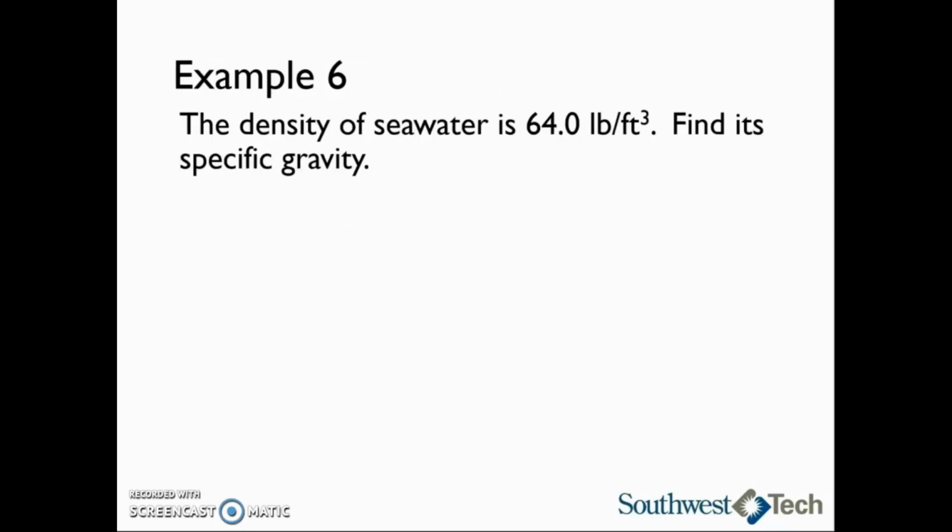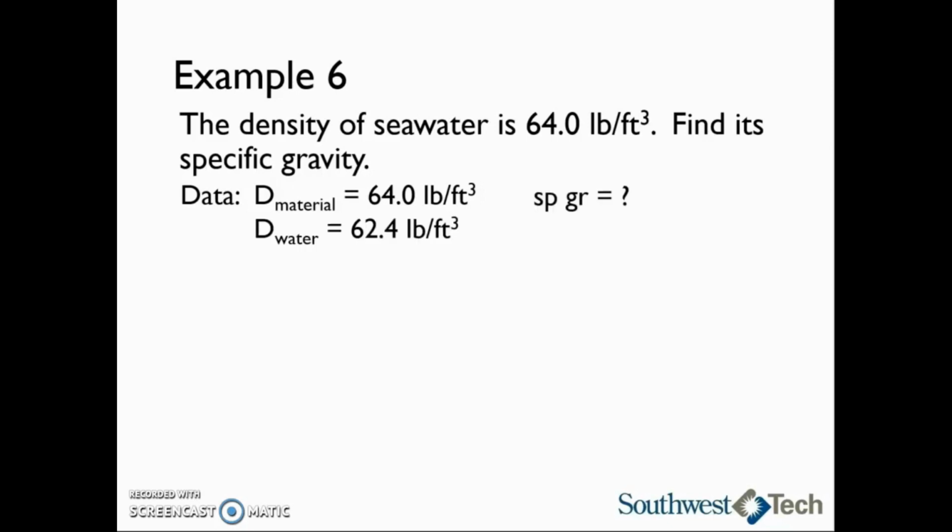Let's take a look at an example relating to specific gravity. The density of seawater is 64.0 pounds per cubic foot. Find its specific gravity. First, we will write down everything that we know. We know the density of the material, in this case seawater, is 64.0 pounds per cubic foot. We know the density of water is 62.4 pounds per cubic foot. We are trying to find the specific gravity of seawater.